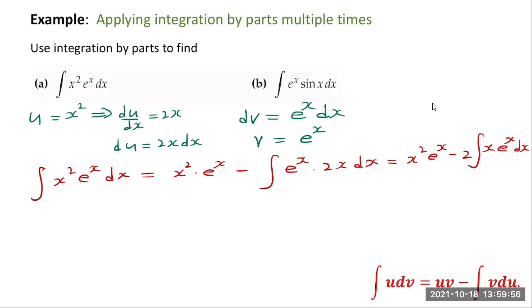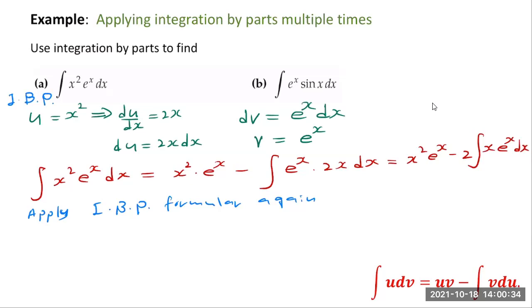Again, I'm going to identify my u and dv. This time, I'm going to identify my u to be this one and dv to be this one. I'll take u equal to, perhaps I'll write it here. Apply the integration by parts formula again. Right here, integration by parts. Okay.